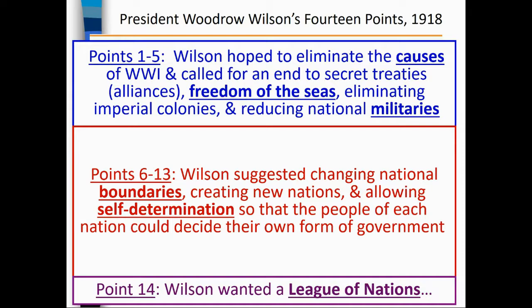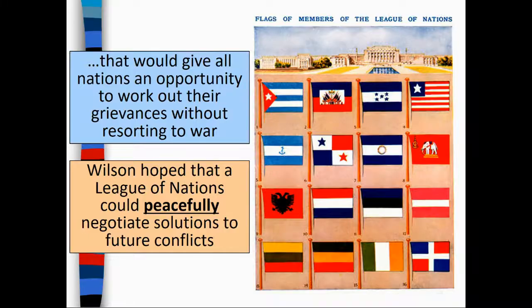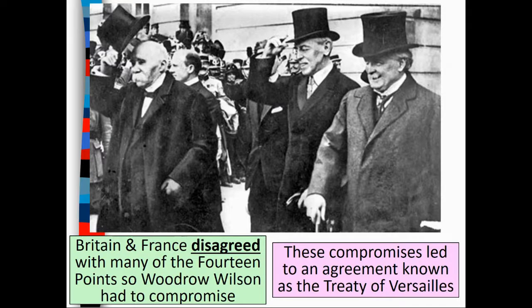Point 14, Wilson wanted a League of Nations. The League of Nations would give all nations an opportunity to work out their grievances without resorting to war. Wilson hoped that a League of Nations could peacefully negotiate solutions to future conflicts. Britain and France disagreed with many of the 14 points, so Woodrow Wilson had to compromise. These compromises led to an agreement known as the Treaty of Versailles.